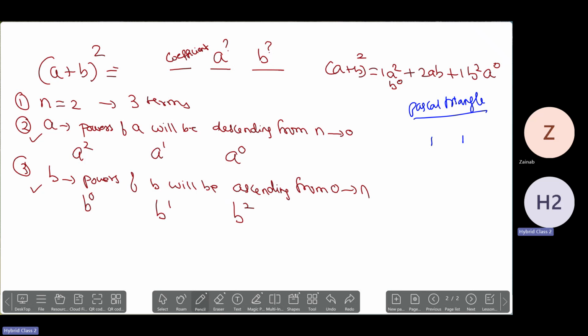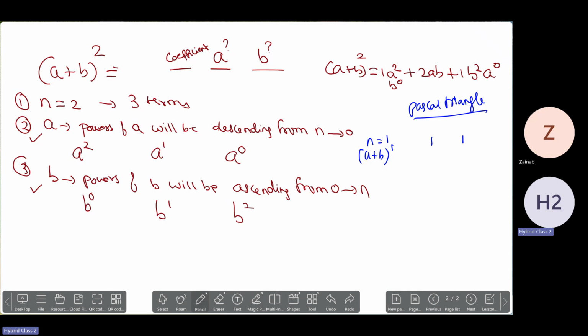1, 1. See, this is 1, 1, right? That is for n is equal to 1. N equal to 1 means (a plus b) whole power 1. When n is 1, only two terms will come, the first term and last term. If I expand (a plus b) whole power 1, what do I get? A plus b, that only will come. So the first coefficient, of a, is 1 and of b also 1.